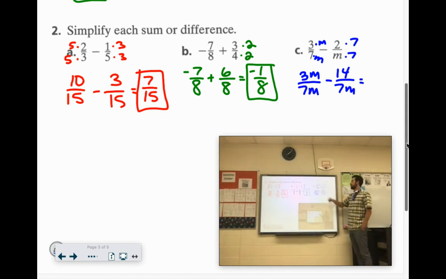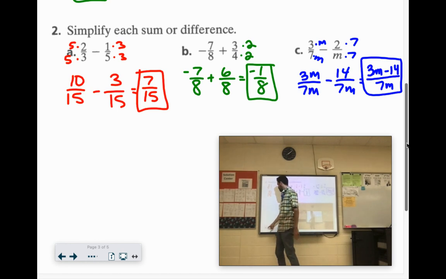We can't combine 3m and 14 though because they're unlike terms, so we just write them next to each other. 3m minus 14 over 7m. That would be our final answer.